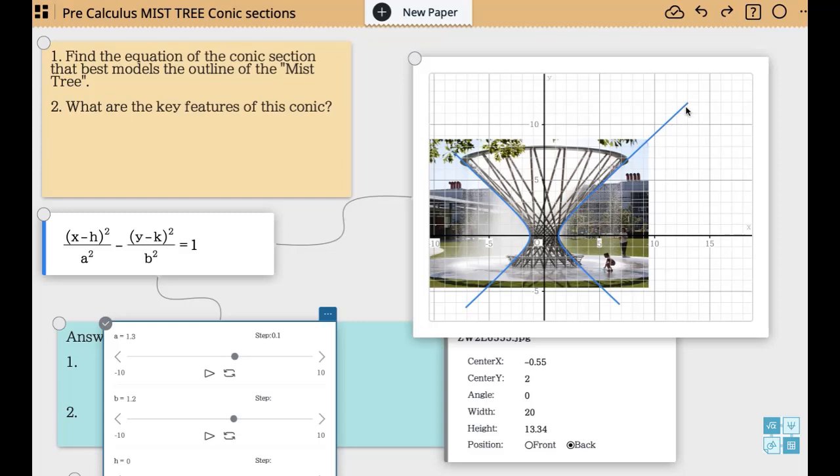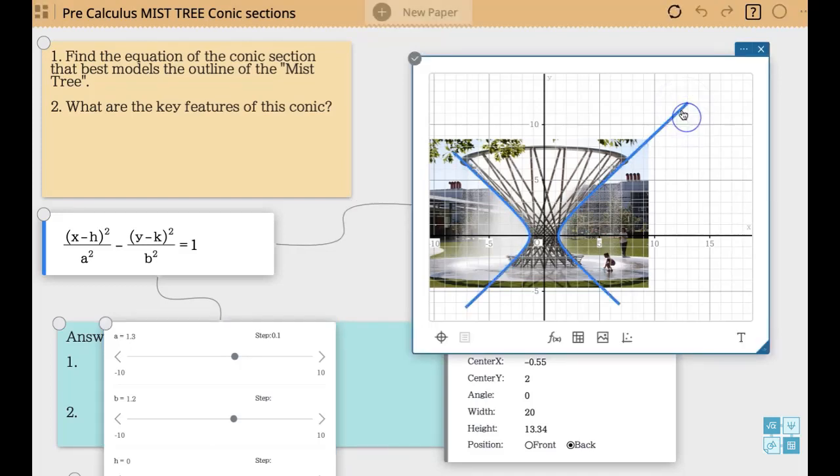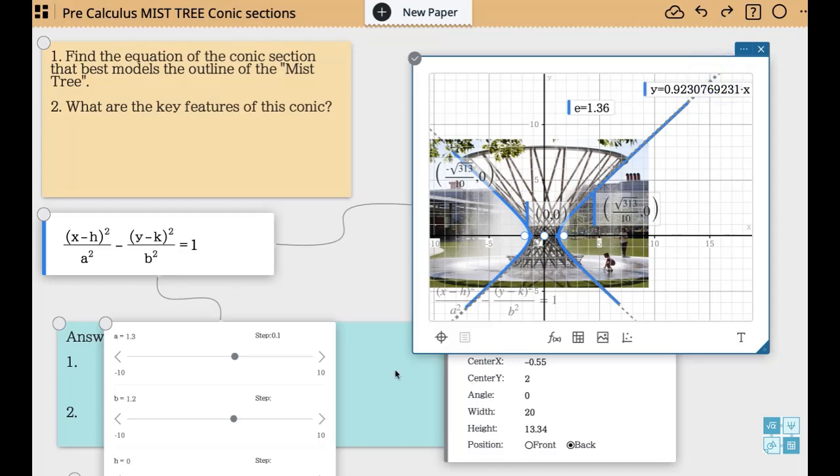Now I want to find the information about this conic, so I'll click in the graph, click on the graph itself, and then I'll get some information about what's going on in the conic, including all the important features with eccentricity. I also got a point here that's very accurate. I'll close that. But I want to know the foci in simplified radical form, a vertex, the center, the equations of the asymptote. All that information is coming from my equation.